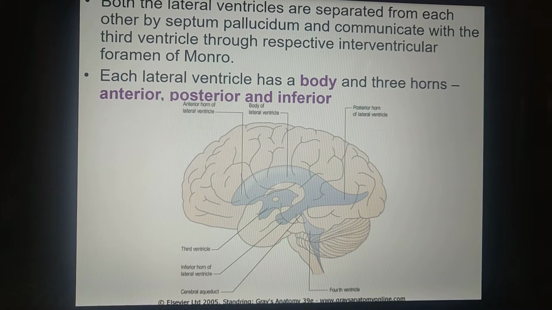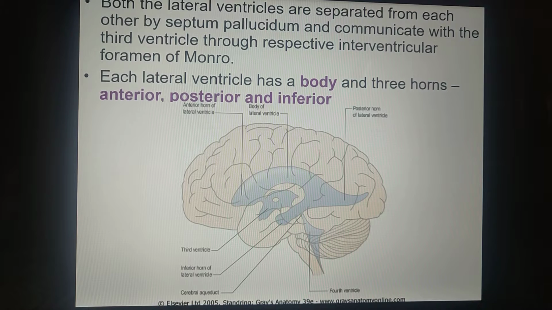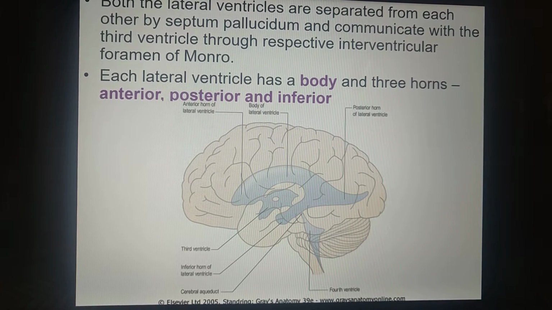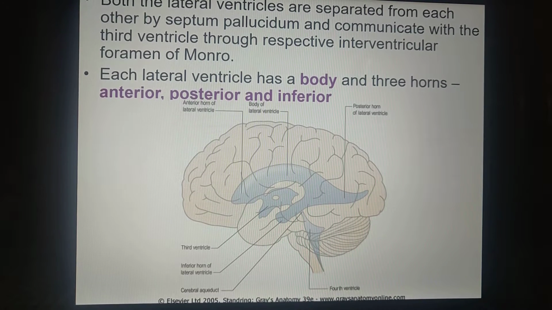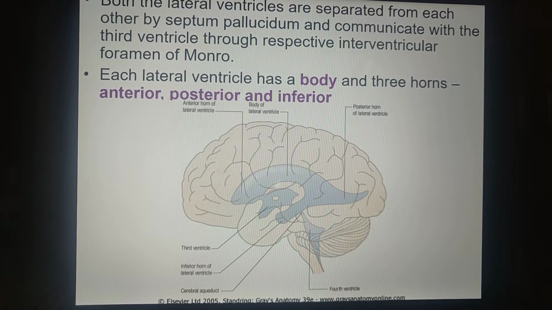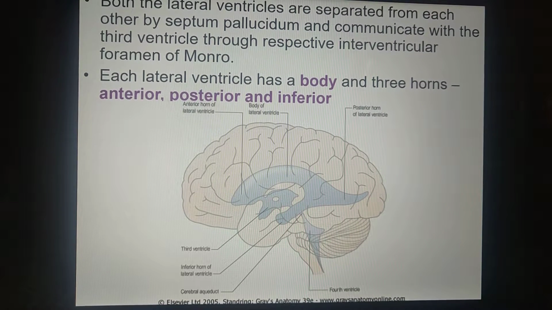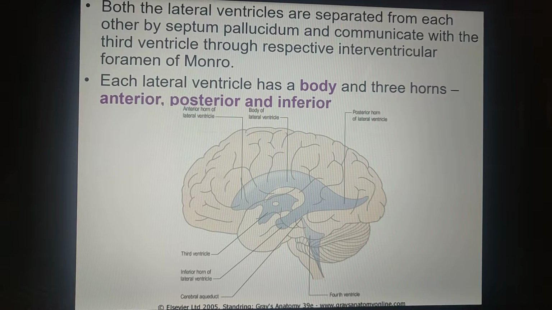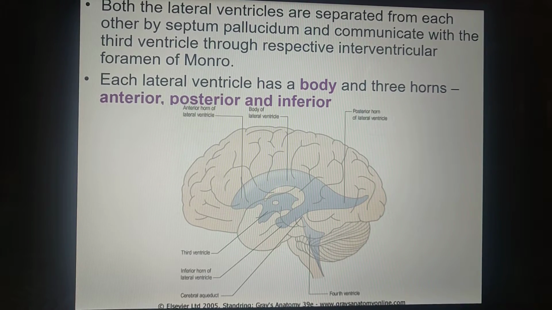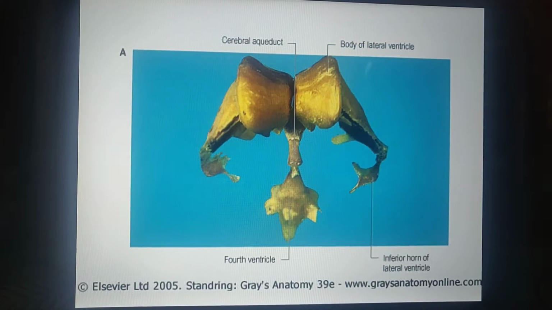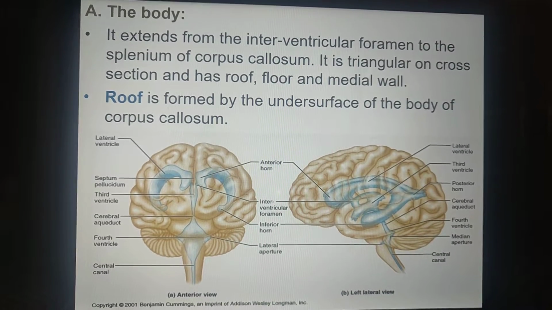respective interventricular foramen of Monro. So the lateral ventricle is connected with the third ventricle by the interventricular foramen, which is called the foramen of Monro. Each lateral ventricle has a body and three horns: anterior horn, posterior horn, and inferior horn. Now we will discuss the body.